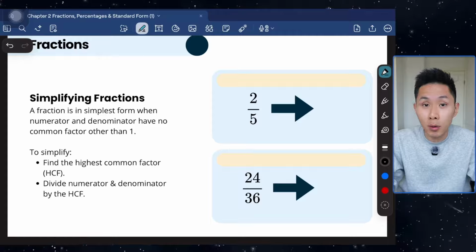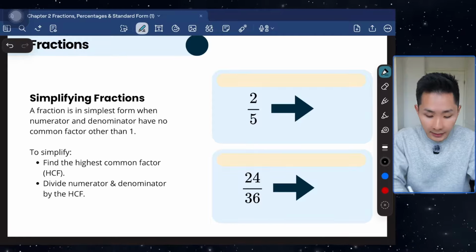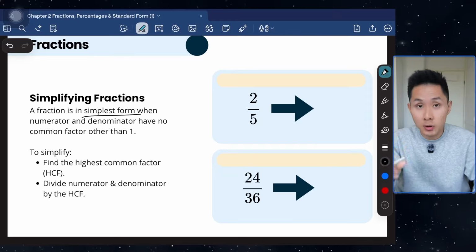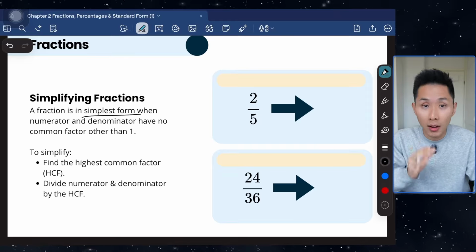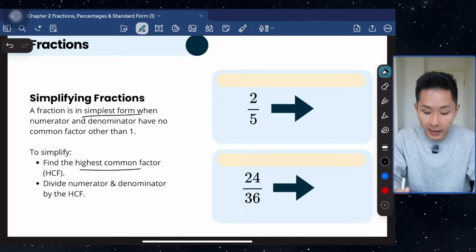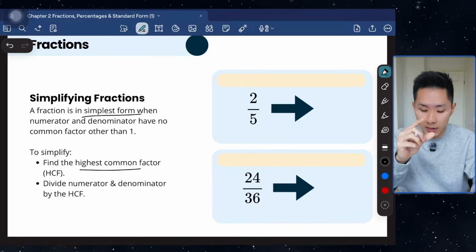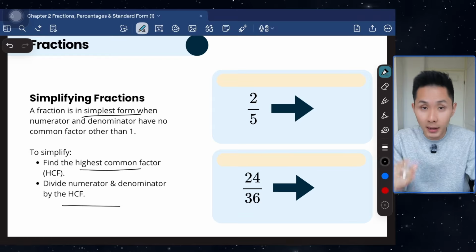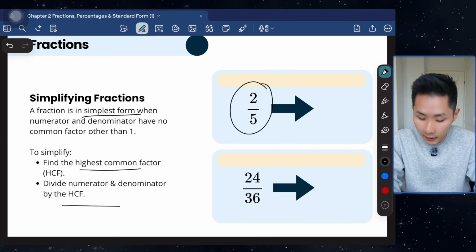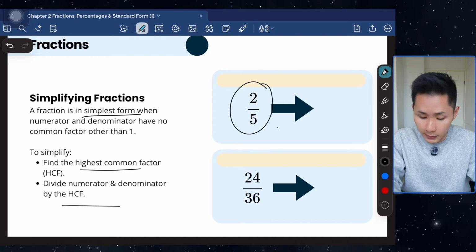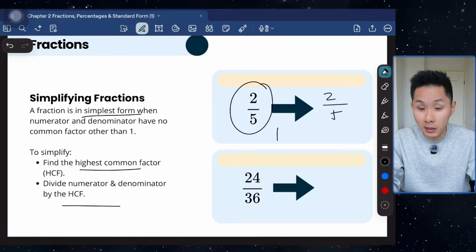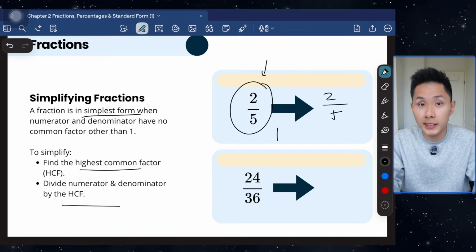It is also very important to simplify fractions so that you get the simplest form. A fraction is in its simplest form when the numerator and denominator have no common factors other than 1. So to simplify, you have to find the highest common factor between the numerator and the denominator, and then divide both by the HCF. In this example here, 2 over 5, the HCF of 2 and 5 is 1. So if you divide 2 and 5 by 1, you get just 2 and 5. Nothing changes because this is already the most simplified fraction.